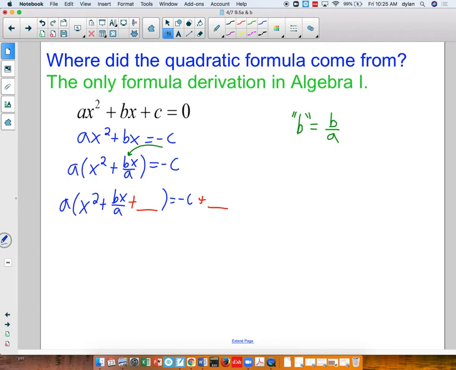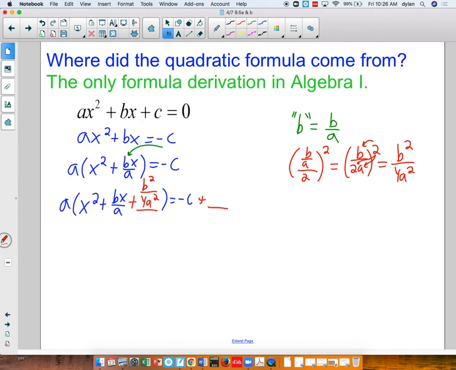So b over 2 squared would become b over a over 2 squared. Now, b over a over 2 squared, it's easier to just write this as b over 2a squared. We can just combine those denominators. So then we have b squared over 4a squared if we distribute the square to each part. So that's the value that we're going to put in to complete the square. b squared over 4a squared. So I'm going to add that in, b squared over 4a squared.